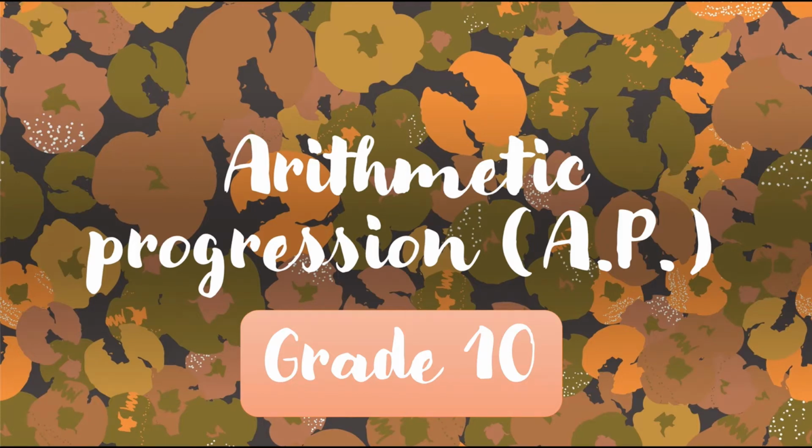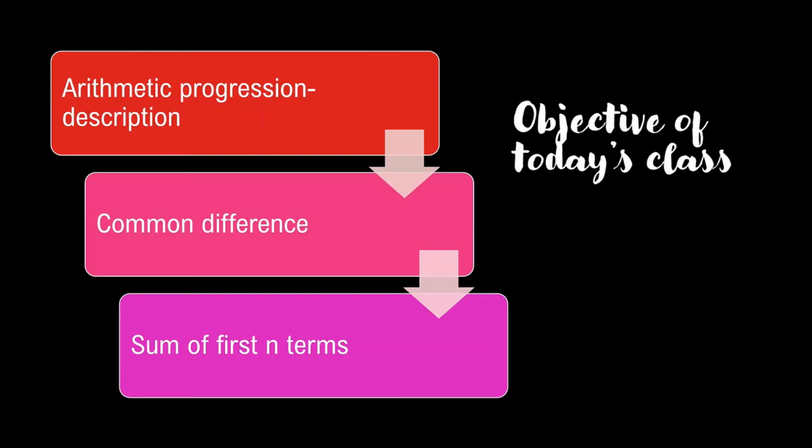So today is our first class in arithmetic progression, and today's objective is we will learn about the arithmetic progression, or what is the description about. We'll also learn about common difference, and we'll see how to calculate the sum of the first n terms. This is an important chapter in your algebra portion of mathematics.